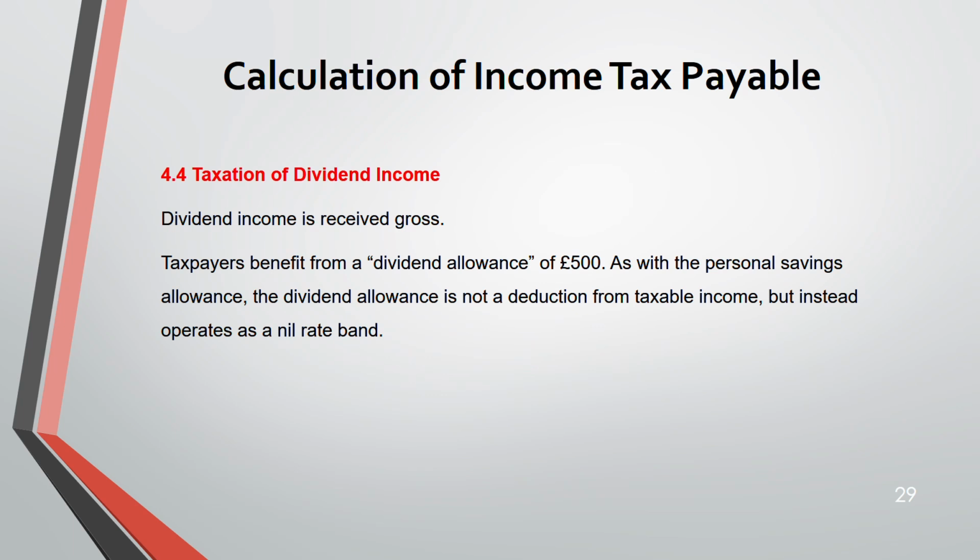We don't deduct dividend allowance from taxable income. Okay, it's a nil rate band, like how we have a savings nil rate band for the basic rate taxpayer 1,000 and for higher rate 500. Same way, irrespective of your income, taxable income, a taxpayer is eligible for dividend allowance of 500 always. That means first 500 of your dividend are always taxed at 0%. That is the meaning of nil rate band.